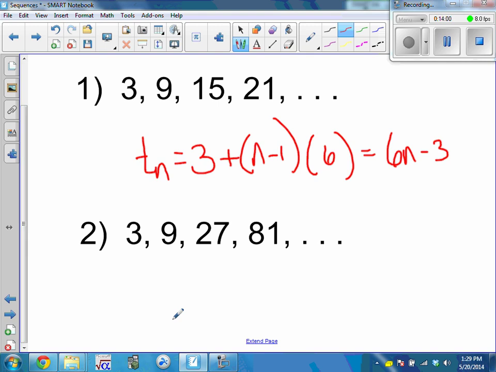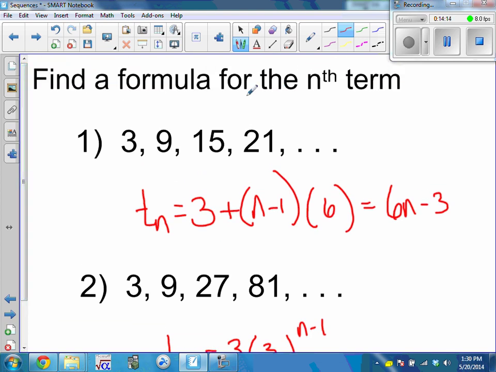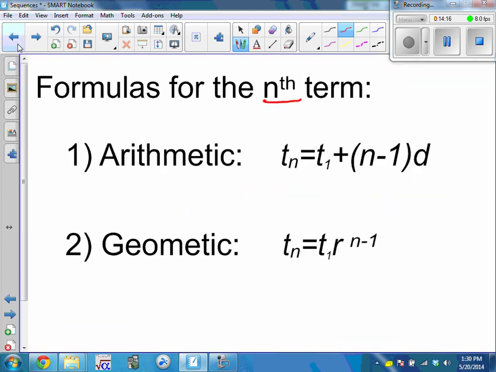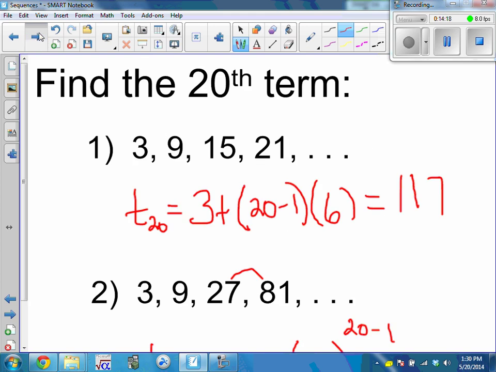For a geometric, I would get 3, and always put your r in parentheses. It just helps to make sure you don't make a mistake. So that's how to find the nth term of an arithmetic or geometric. I just use my formulas.